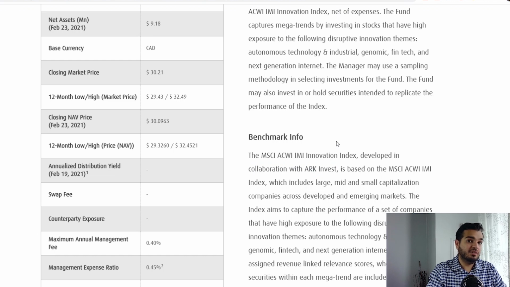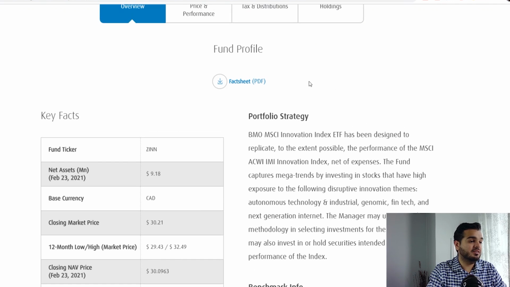So ARK Invest trades on the New York Stock Exchange for about $140 per unit. And this, to me, is an alternative that trades on the TSX. So if I don't want to invest in ARK directly, which is on the New York Stock Exchange and trading in US dollars, I can actually use ZIN as an alternative.